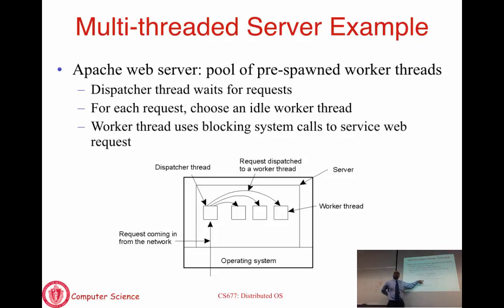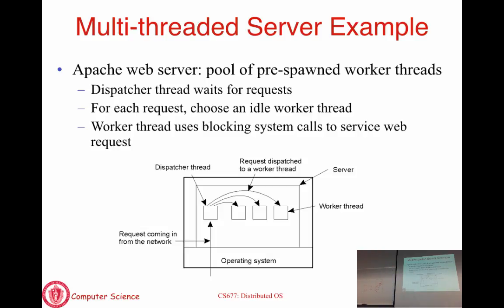There's also going to be a master thread that is waiting for requests. Whenever a request comes in, it looks for an idle worker thread, hands the request to the worker thread, and that thread goes and services it. Once that worker thread is done servicing, it rejoins the idle pool. So the number of worker threads determines how much parallelism or concurrency you are going to get.